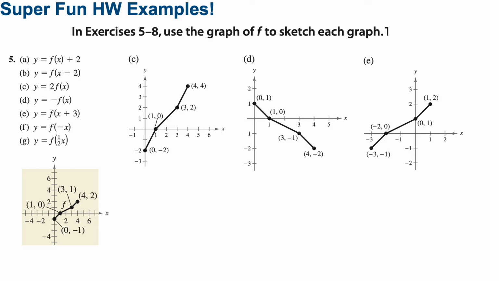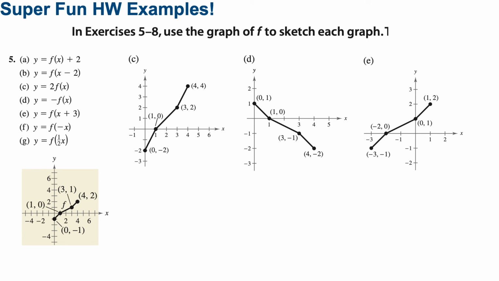Okay, then for C, you're multiplying everything by 2, right? So it's growing twice as fast. So you're multiplying y by 2. So here, (0, -1) becomes (0, -2). 0 times 2 is still 0, so this point stays (1, 0). (3, -1) becomes (3, -2). And then (4, 2) becomes (4, 4). So that's a stretch. You see how it stretches vertically.